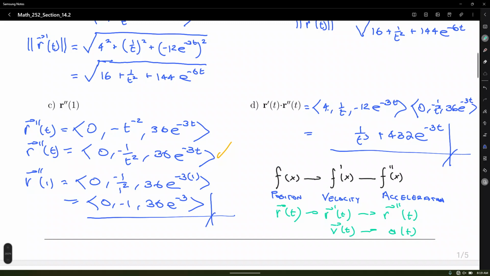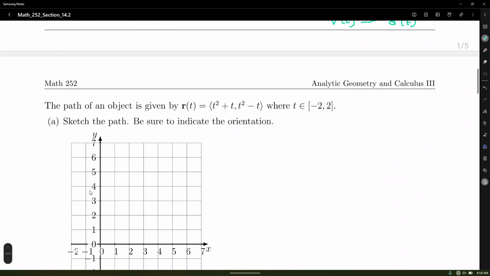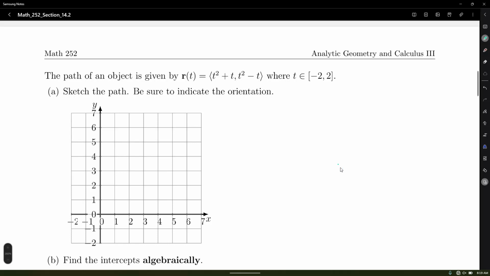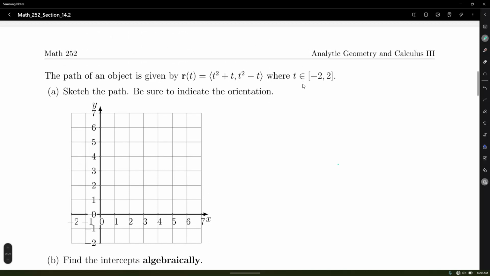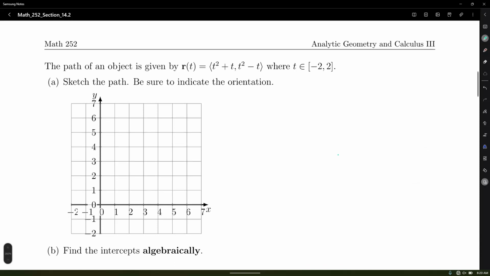So for the next exercise, what do we need? Okay, I think I'm going to need the calculator for this. So we're going to get to our calculators in parametric mode to have a look at this exercise. Should be exercise 1 anyway, or 2. All right, so we're given the path of an object given by this vector valued function. It's a polynomial function where t is given between -2 and +2. All right, so they're asking us to sketch the path and be sure to indicate the orientation.